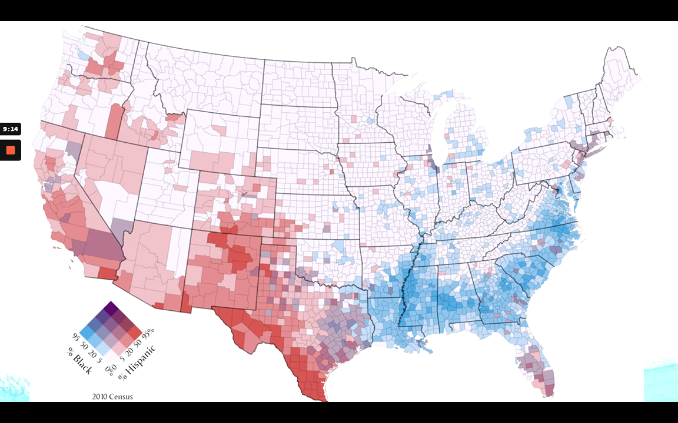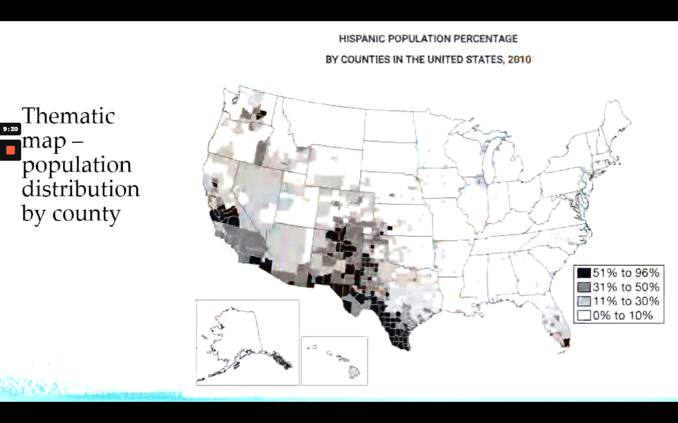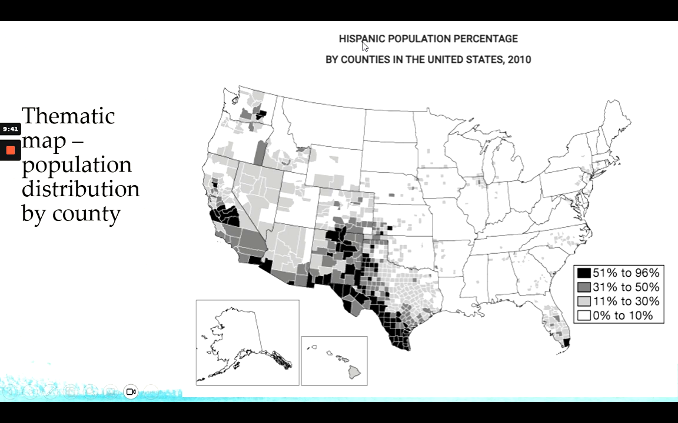I would assume this is a choropleth map. This is the 2020 election results. Joe Biden, Donald Trump. Here's another example of a thematic map. I would assume this would be a choropleth map. This is a lot like the one we saw earlier, Hispanic population percentage. It's a lot like the one we saw a minute ago.